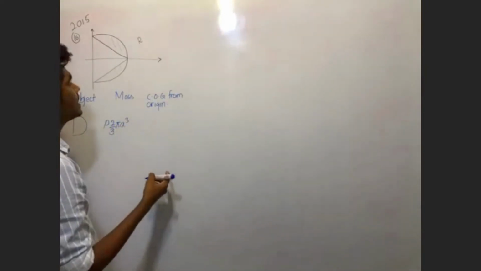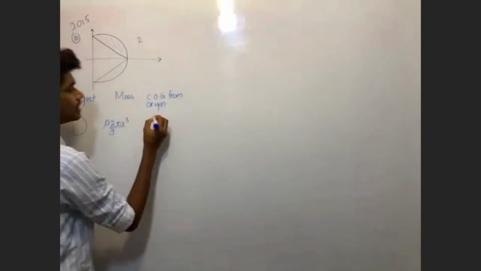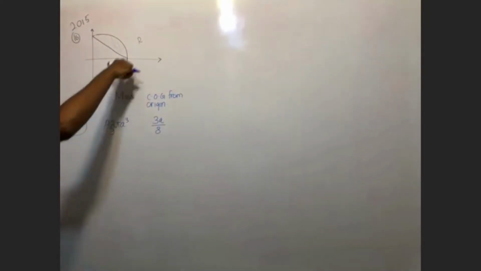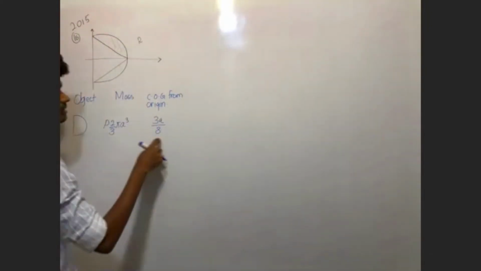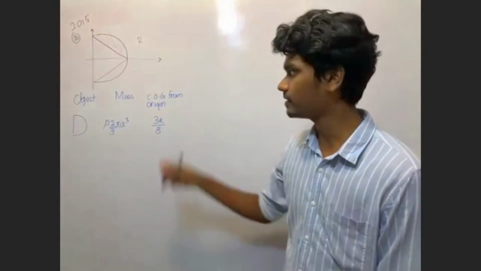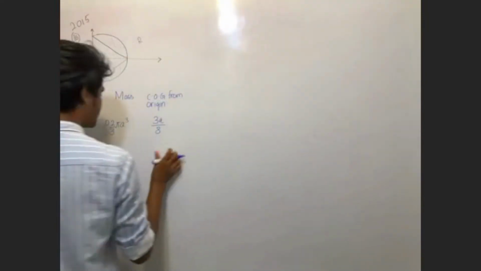So where is the center of gravity? For a hemisphere, we know the center of gravity is going to be at 3a over 8. Right, so yes, that's fine.